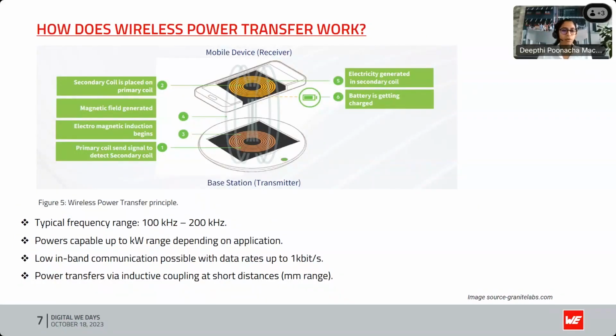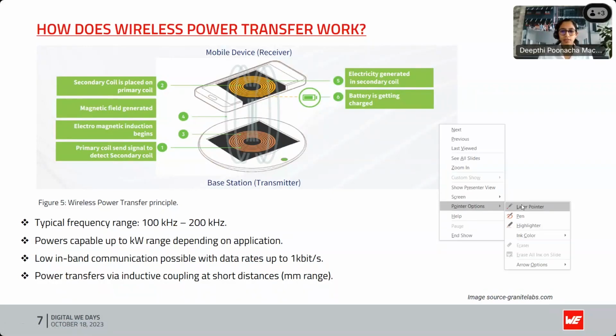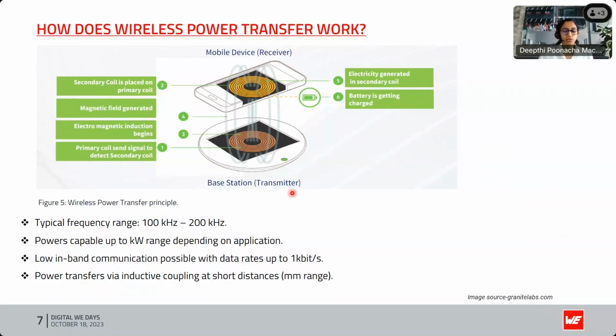So how exactly does wireless power transfer work? As you can see in the image, there is a base station, which is the transmitter, and then a mobile device, or the receiver. The transmitter is always your charging pad, which you connect to the power source, and your receiver is always the end user application, like the mobile devices in this case, which you place on top of the charging pad to enable the wireless power transfer.